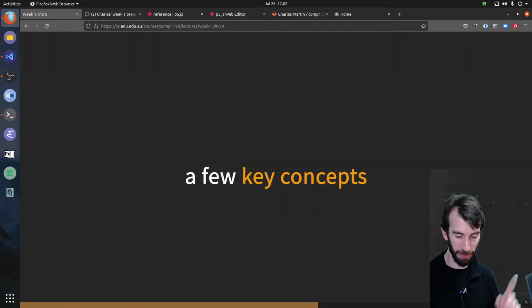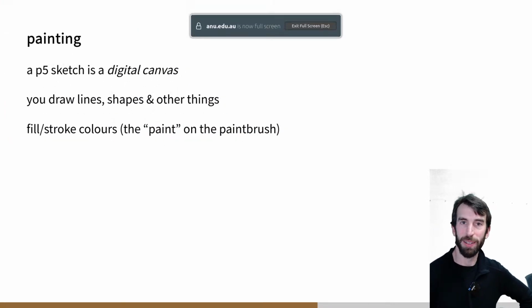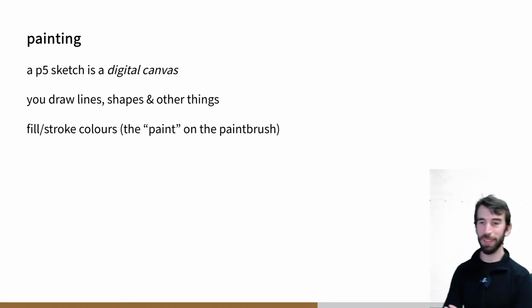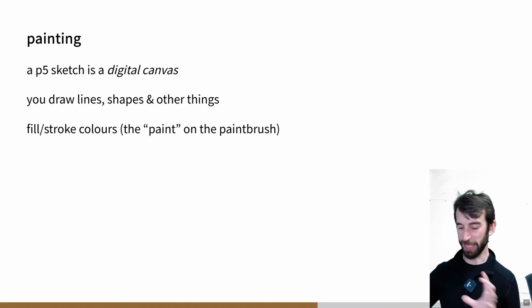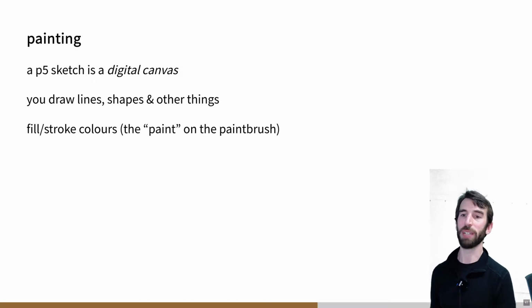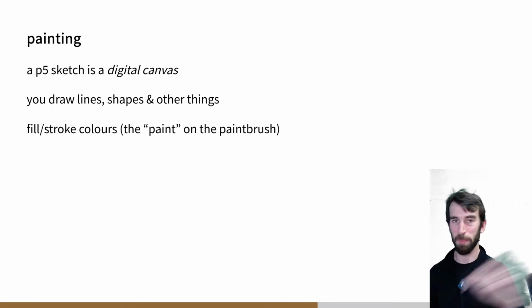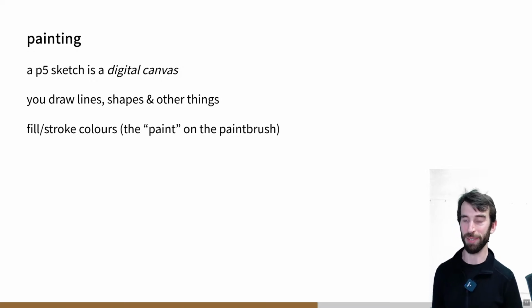A few key concepts for you for today before we do a demo. Painting or drawing in P5. Now, a P5 sketch is a digital canvas, right? I told you a sketch is like this piece of paper you're drawing on, doing a quick drawing. So in P5 you can imagine that you've got a digital canvas for drawing lines, shapes, or other things. Circles, rectangles, splashing paint on it. Anything you can draw, you can do in P5 on this digital canvas. This is what we're going to get started doing today, drawing lines, shapes, and other things in P5.